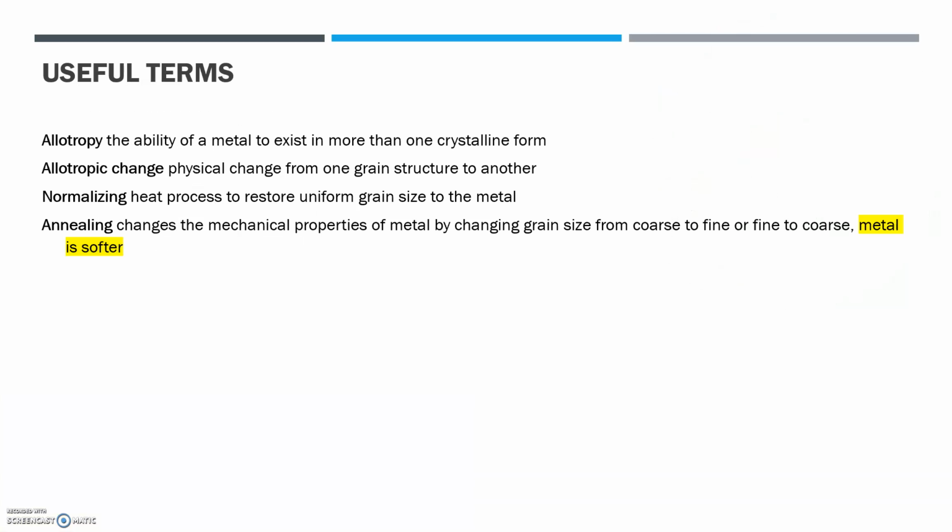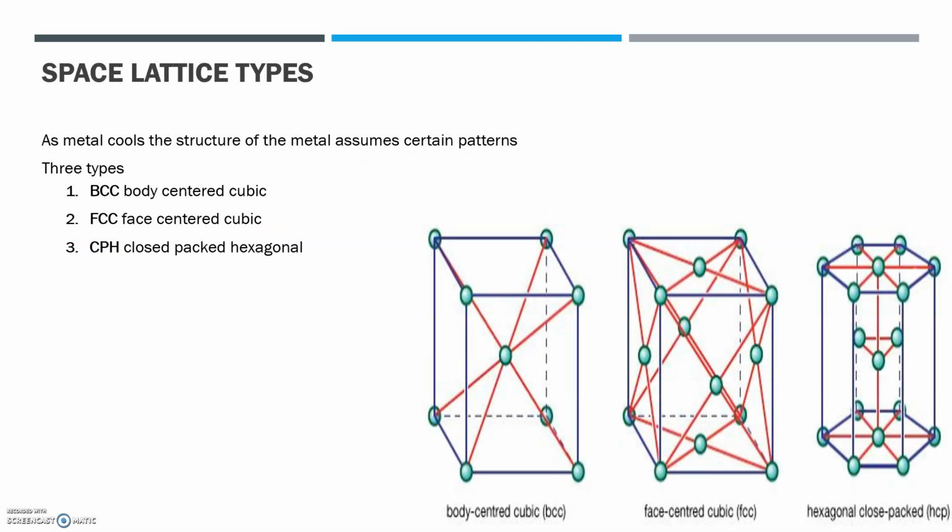On pages 4 and 5, there are some useful terms. You can pause this if you need to get this down. Lattice types are the structure or grain patterns that metal will assume as it cools. The three basic structures are body centered cubic, face centered cubic, and close packed hexagonal.